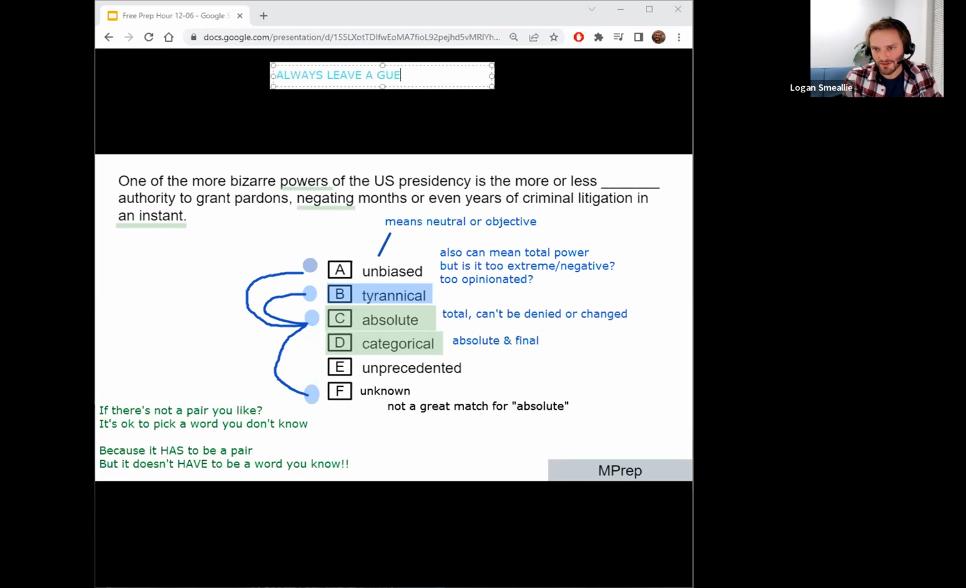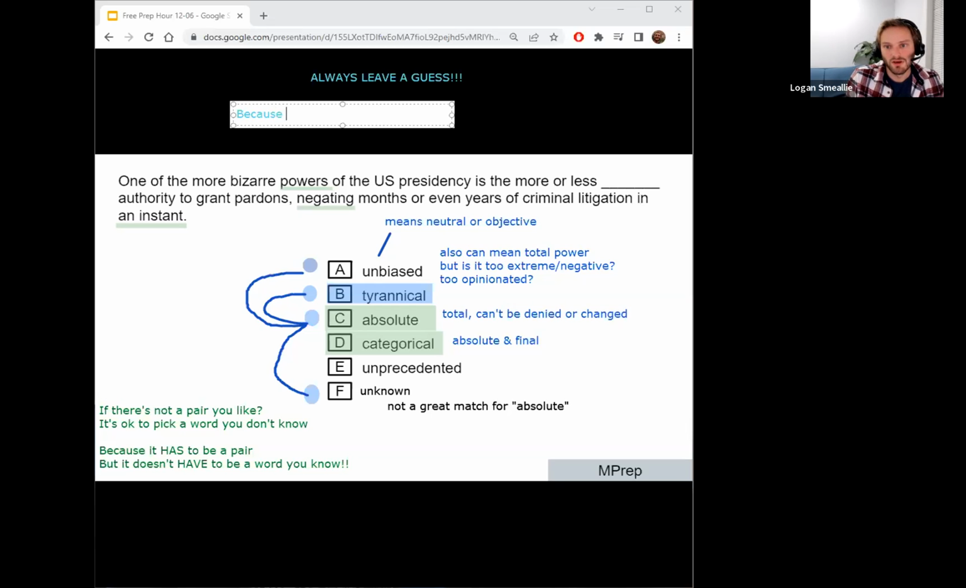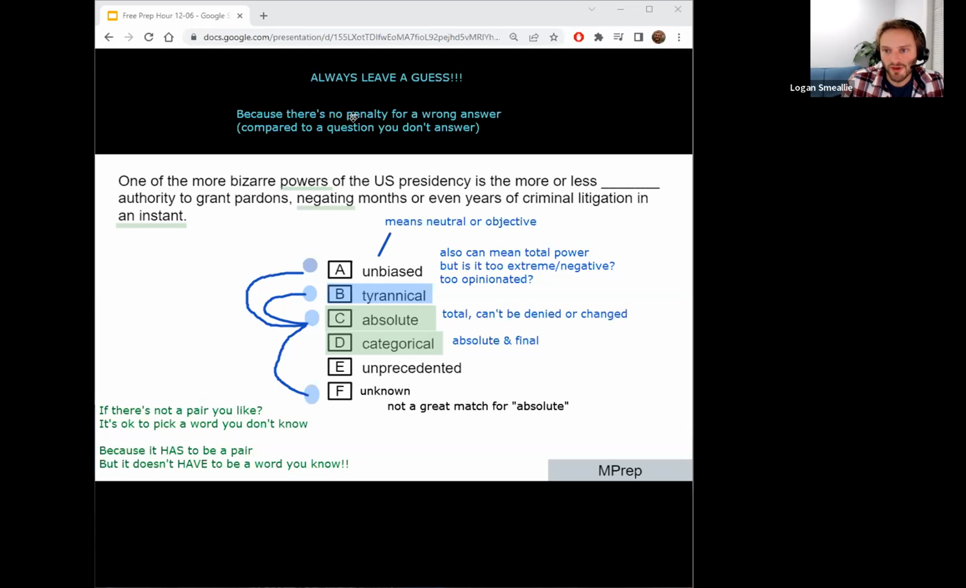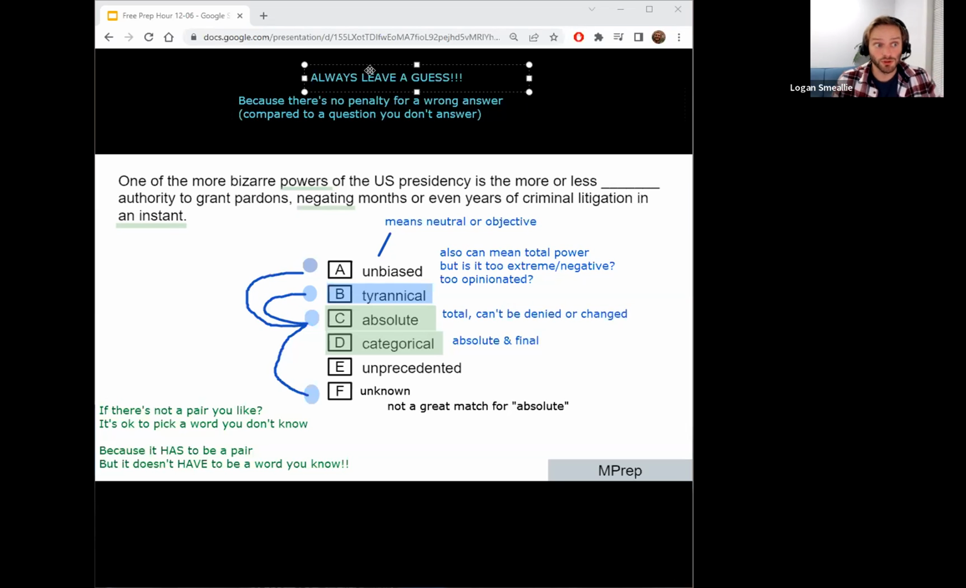Always leave a guess, because there's no penalty for a wrong answer compared to a blank, or compared to a question you don't answer. It's actually very, very powerful, this fact, because it means that, number one, you should always leave an answer. Never leave a question without putting a random guess.